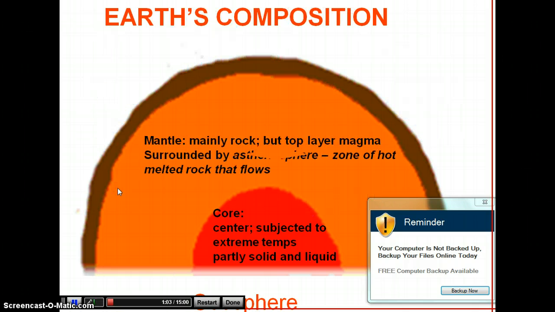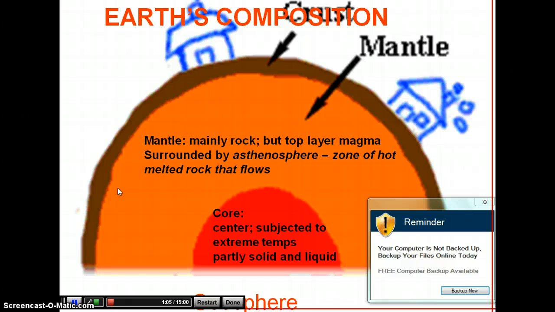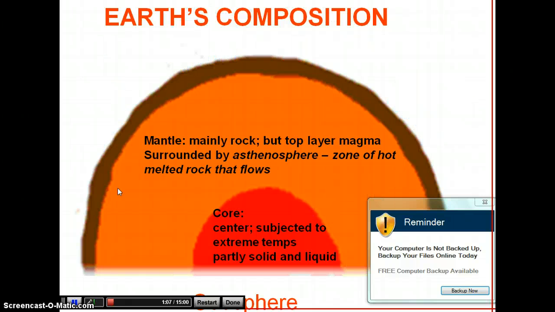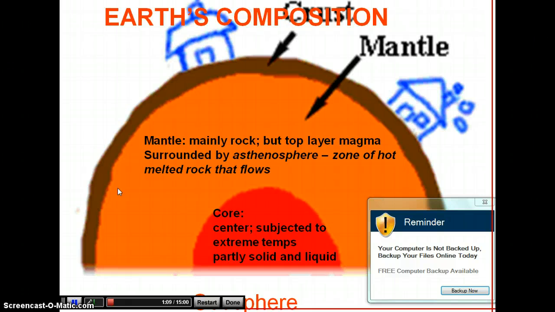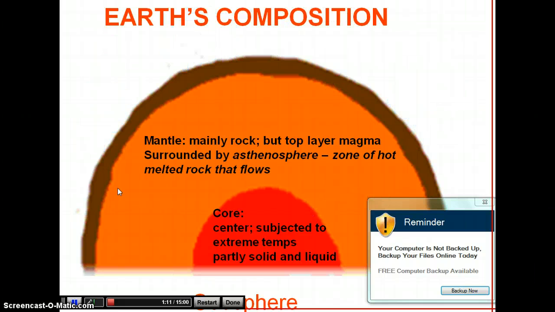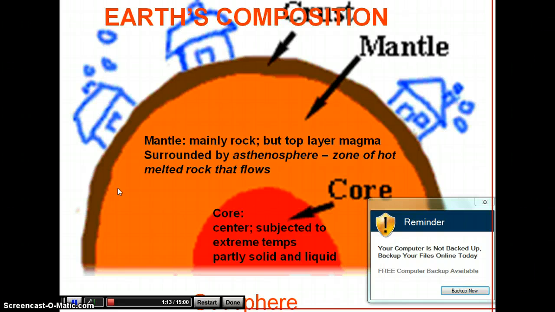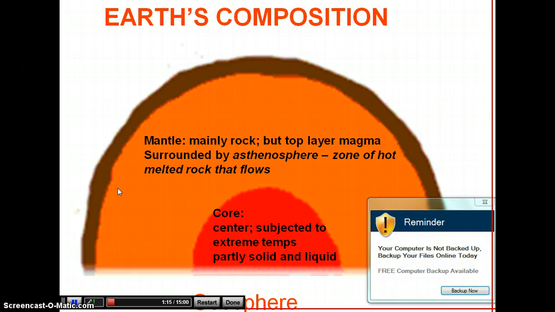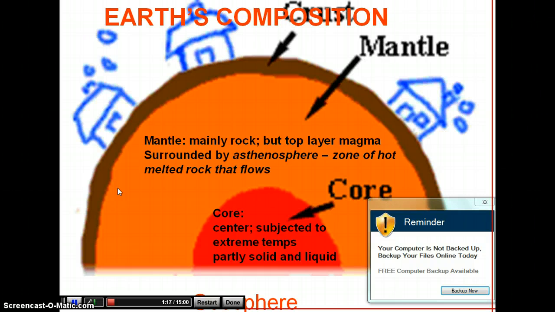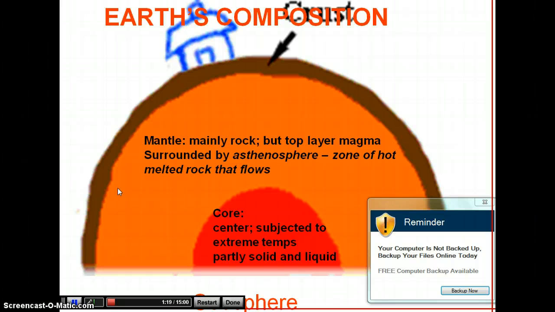Then you've got the mantle. M for mantle, M for what? Middle. M for magma. Think of those three things. Middle, magma, mantle.